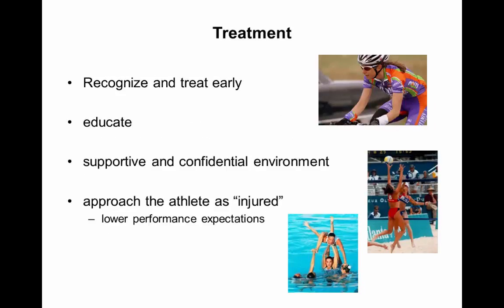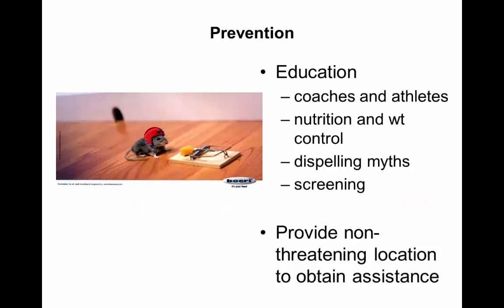Treatment for eating disorders in the female athlete triad include recognition and early treatment, education of young athletes, supportive and confidential environments, approach the athlete as injured, lower performance expectations. Lower expectations might mitigate against guilt and disappointment in poor performance. Poor performance is eventually seen with eating disorders and disordered eating. Prevention of eating disorders should include education of both our coaches and our athletes, nutrition and weight control, dispelling myths, and screening processes. We need to provide non-threatening locations to obtain assistance.